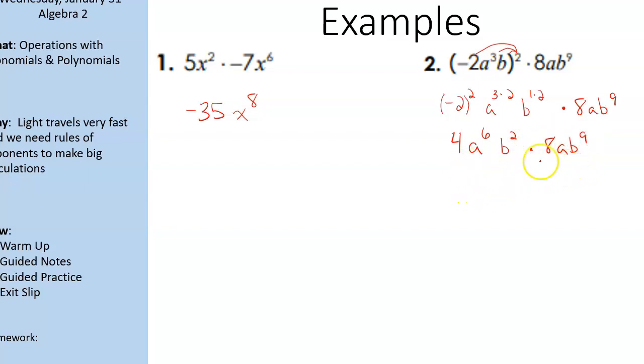Okay? Same thing like we just did in number 1. Our regular numbers, we're going to multiply, so we're going to do 4 times 8, which gives us 32. We're multiplying, so what are we going to do with the powers? Well, we're going to add our powers. So a to the 6 times a is going to be a to the 6 plus 1 is 7. We're going to do b now. B to the 2nd times b to the 9th. 2 plus 9 is going to give me b to the 11th. And that's my answer.